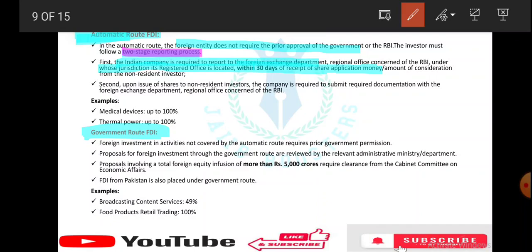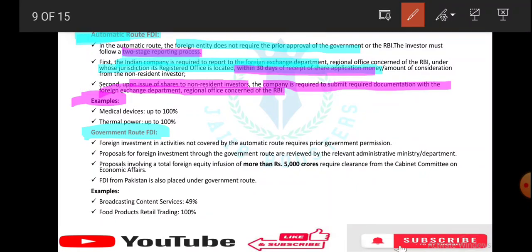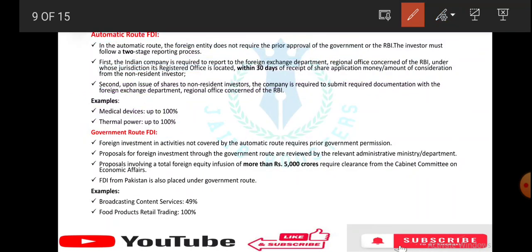Second, we have discussed here that it should have a two-stage reporting process, right? The first stage is that it has to be registered within 30 days of receipt of share application money. And the second, upon issue of shares to non-resident investors, the company is required to submit the required documentation with the Foreign Exchange Department and also the regional office concerned of the RBI. For example, medical devices up to 100%, thermal power up to 100%. These come under automatic route FDI.